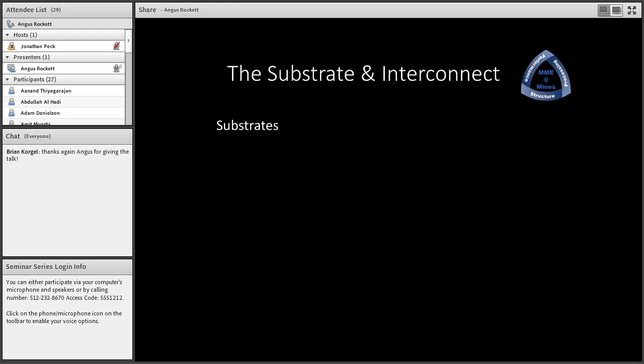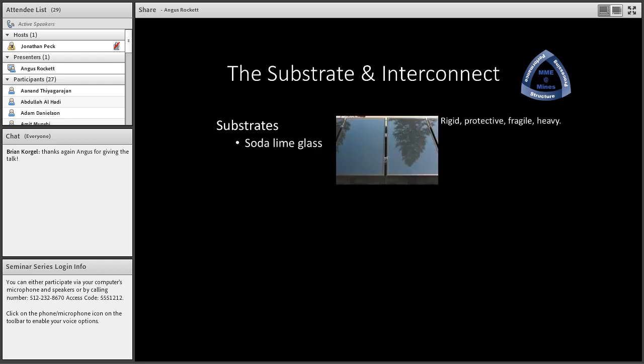So if we think about the substrate and interconnect that are used, typical substrate, soda lime glass is the main one. It's an ideal protective material. It's really excellent in terms of taking care of hail damage, water penetration, and so forth. It's rigid, it's fragile, and it's heavy, which are unattractive properties. It's very inexpensive in general. On a scale of substrate materials, it's quite a reasonable cost for the basic material, but of course shipping is expensive. The other thing that's interesting about it is that it represents a reservoir for sodium.